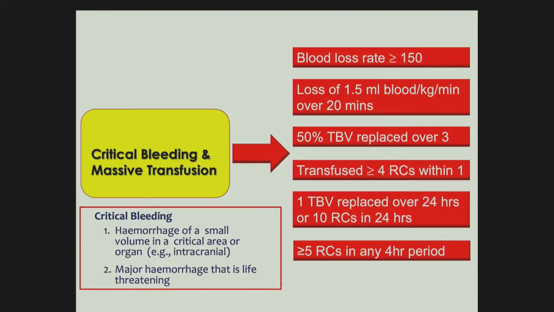So how do we define massive transfusion? Traditionally, it used to be defined as more than 10 red cells in a 24-hour period. That's a historical thing. Is it more appropriate to consider the rate of blood loss or the rate of infusion? In Australia and New Zealand, we have the massive transfusion registry, where all massive transfusions are entered. Based on that, we've redefined a massive transfusion as more than 5 red cells in a 4-hour period.